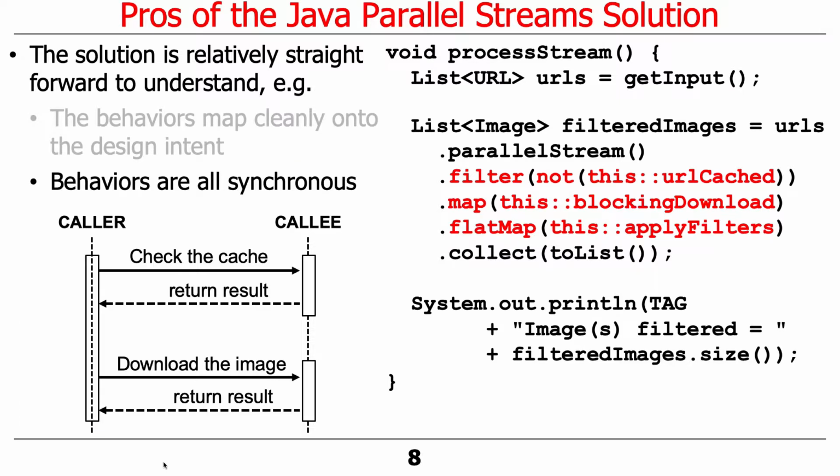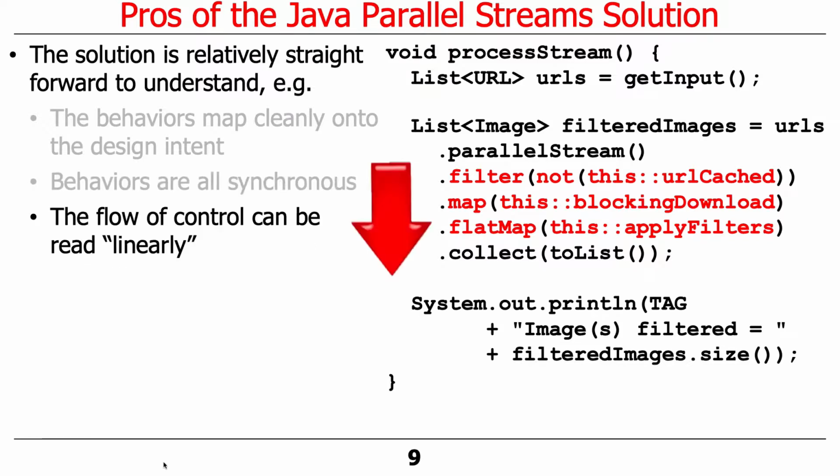Notice how all the behaviors here are synchronous, very important. So blocking download, right? That means that when you're doing a blocking download, here we check the cache, get the result, download the image, return the result, and so the calling thread will block in these pieces as you move along. The flow of control can therefore be read linearly, and that's really cool, right? So you just look at this thing, and in fact, it really does work that way if you think about how a parallel stream works.